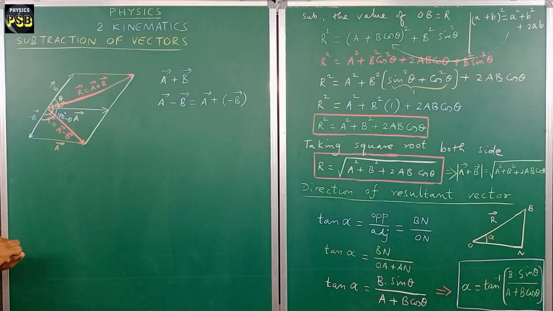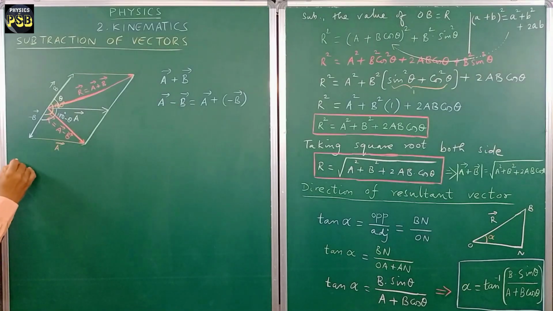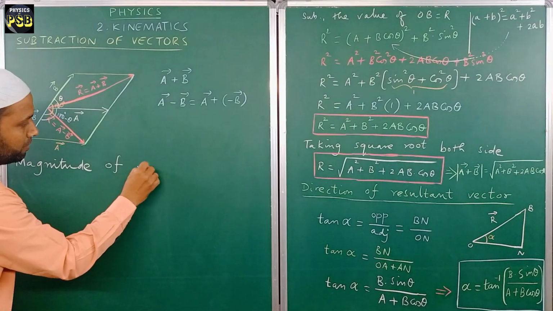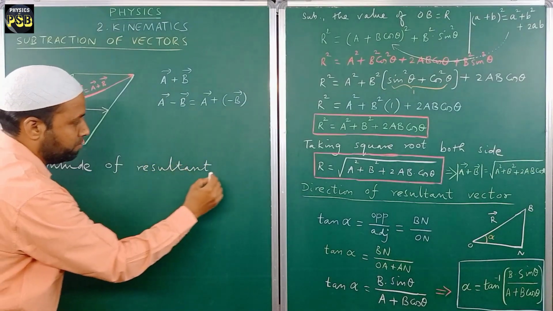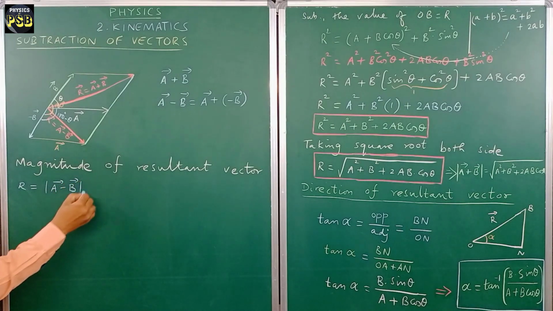Fine. It is so. Then A vector minus B vector. So, if you want to find out its magnitude, I'll write here magnitude of the resultant vector. Let me erase this from the board. Here the resultant is R, which is nothing but modulus of A vector minus B vector.